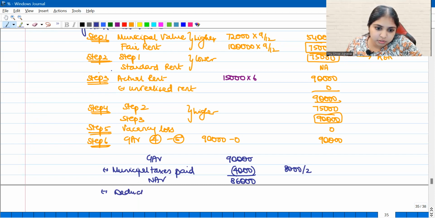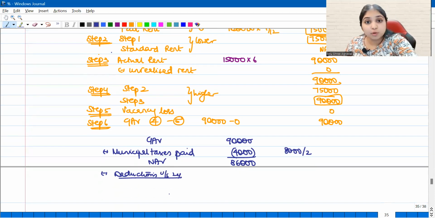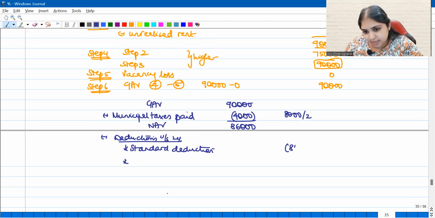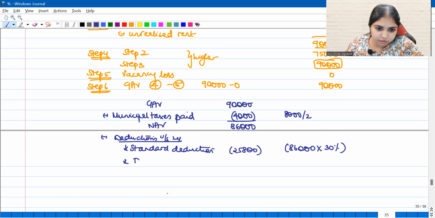We'll subtract deductions under section 24. It's a let out property, so you'll have two deductions. Number one, you'll have a standard deduction. Please remember to show the calculation. Spoon feed the examiner with all the numbers. 86,000 into 30%. How much is this going to be? 25,800 standard deduction. And then interest.